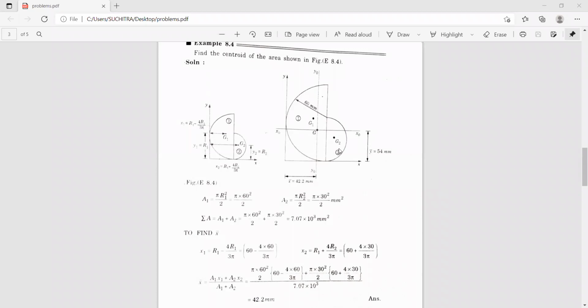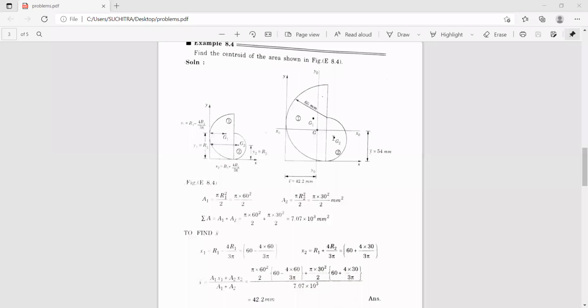So when you consider semicircle 2, it is 60 plus this distance, that is 4r by 3 pi. So x2 is r1 plus 4r2 by 3 pi, that is 60 plus 4 into 30, the radius, divided by 3 pi. So we have found the values of x1 and x2.